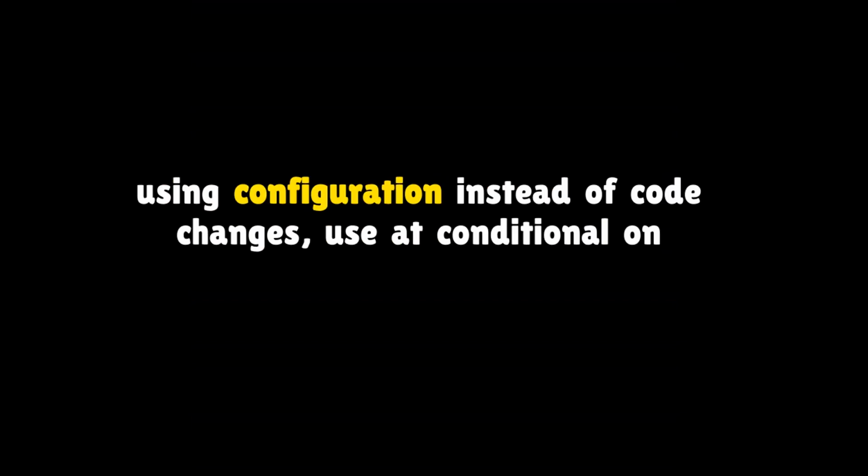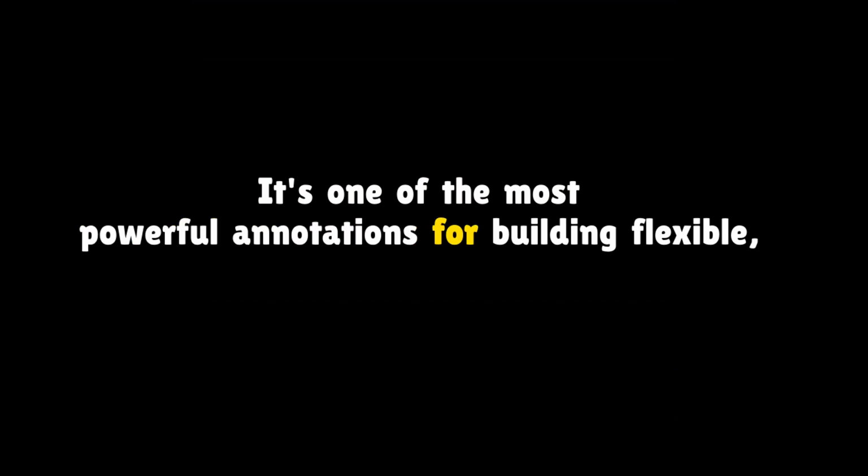If you want Spring Boot to enable or disable features using configuration instead of code changes, use @ConditionalOnProperty. It's one of the most powerful annotations for building flexible, production-ready Spring Boot applications. And that's why every Spring Boot developer should understand @ConditionalOnProperty.